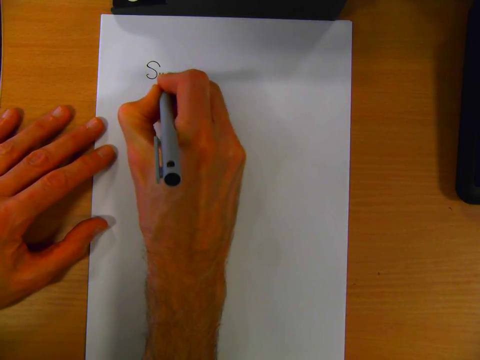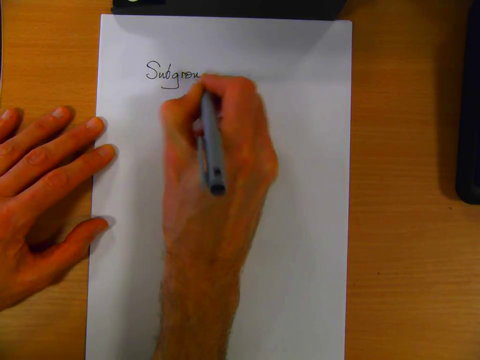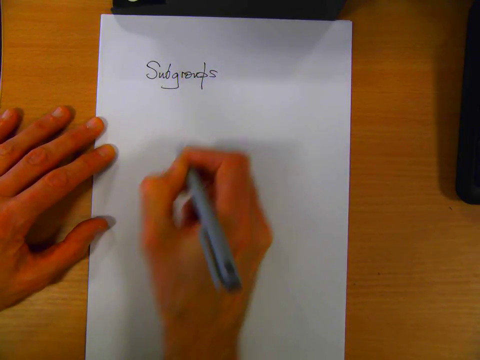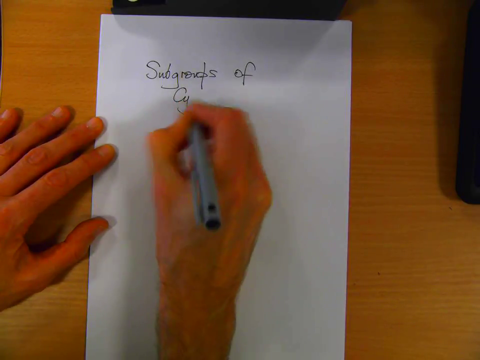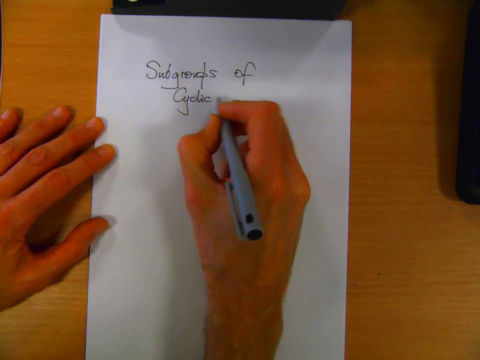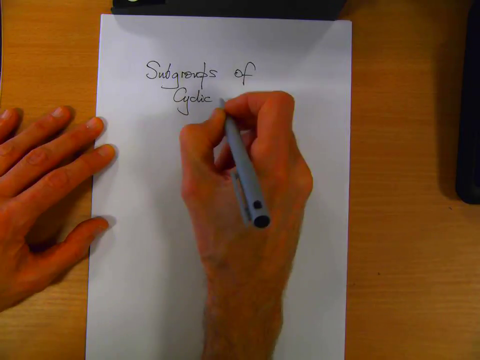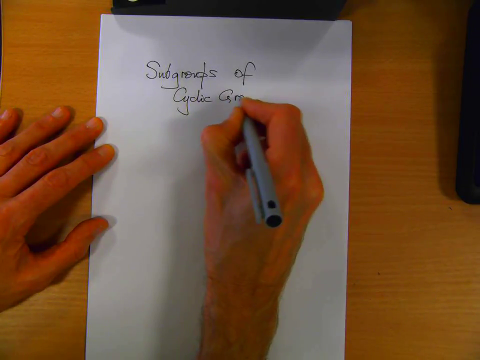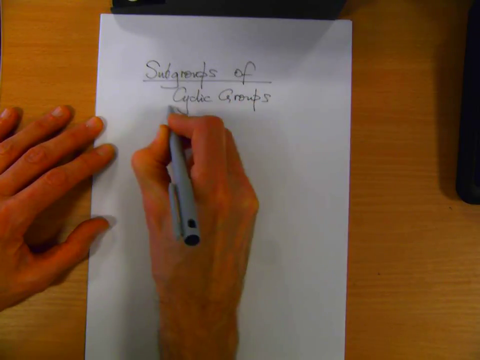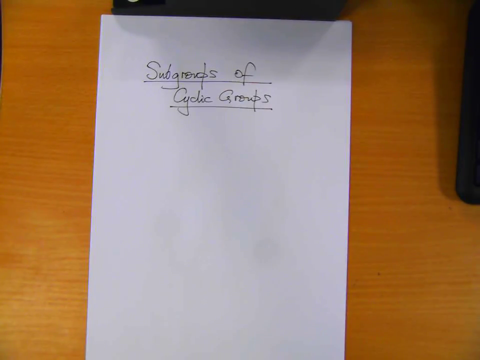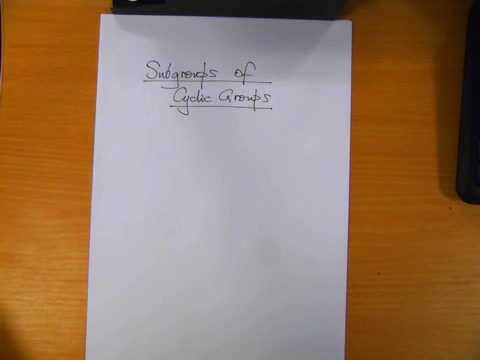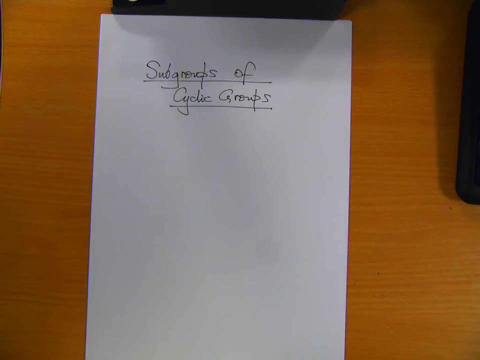Okay, so that's the structure of cyclic groups, and we did prove that theorem last time. Now, once we know what cyclic groups are, the next thing to ask about is the subgroups of cyclic groups. And we've actually proved a result already. Another nice thing about cyclic groups is that if you take a subgroup of a cyclic group, then that has to be cyclic as well.